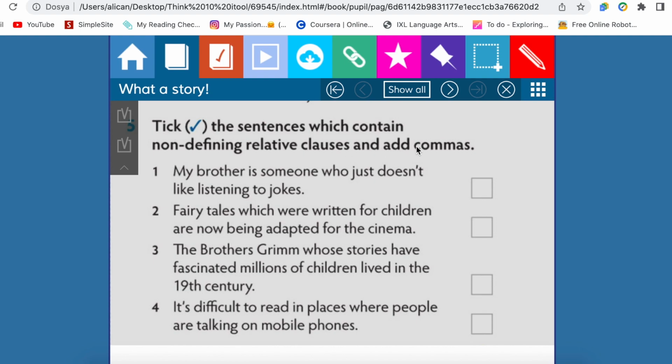Let's look at the first one. My brother is someone who just doesn't like listening to jokes. It's just relevant information. There is no extra information in it. But let's look at the second one.